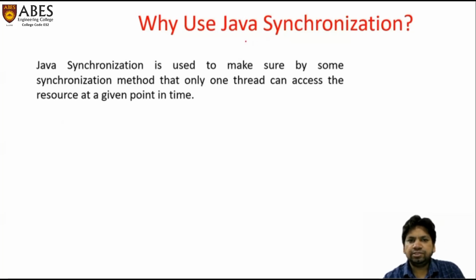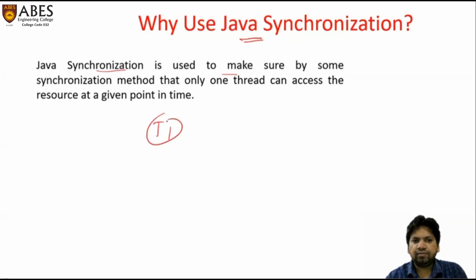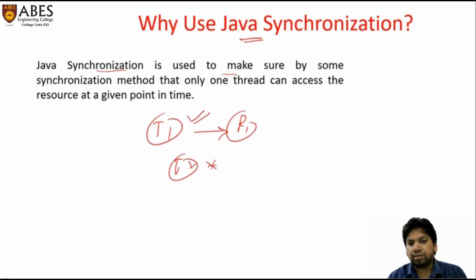Why do we use Java synchronization? Java synchronization is used to make sure, by some synchronization method, that only thread number 1 can access resource 1. Thread number 2 will wait until thread 1 is completed, or it will do something else separately. That's the meaning of Java synchronization. It makes sure that one thread can access the resource at a given point in time.